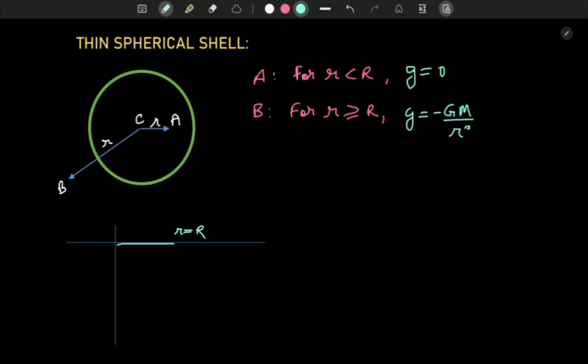If I try to draw the graph, this is the G axis and this is the r axis. This is 0 up to small r equals capital R. From there it is inversely proportional to r square. So in this fashion, and this value is minus GM by capital R square. This is the field strength for both the cases for a thin spherical shell.